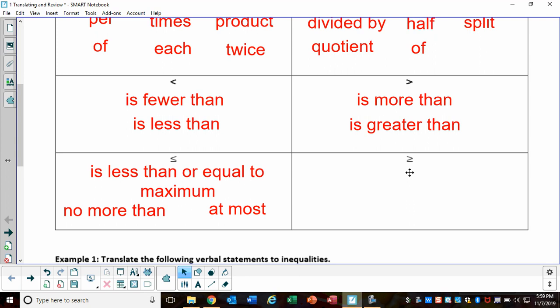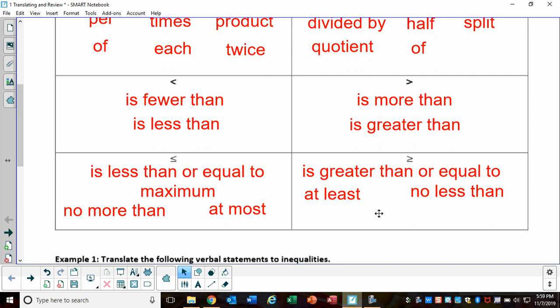Greater than or equal to, you'd see is greater than or equal to. Very self-explanatory. Or you might have at least, and these should have is at least. No more than. Or minimum. Those all mean greater than or equal to.